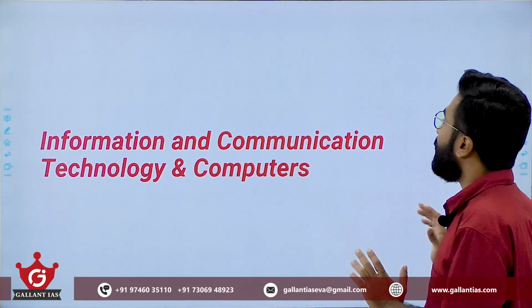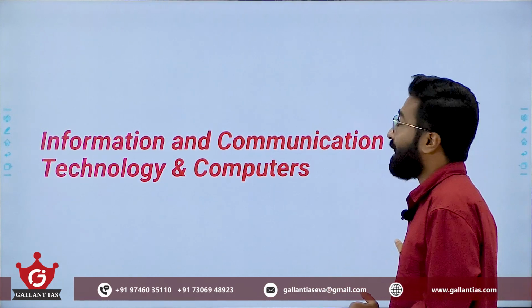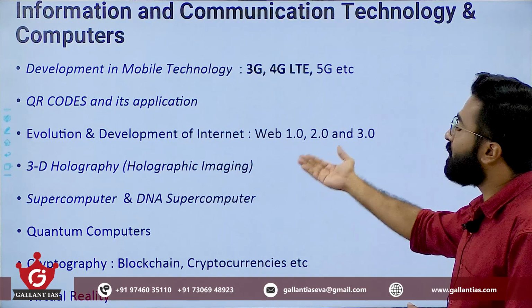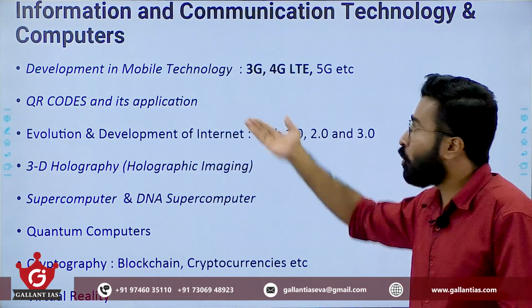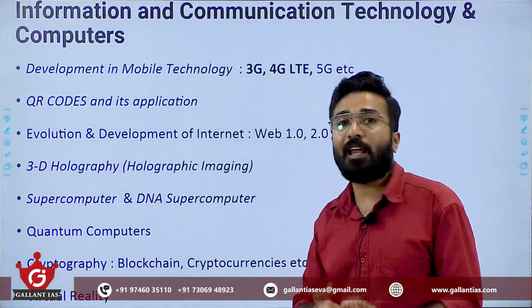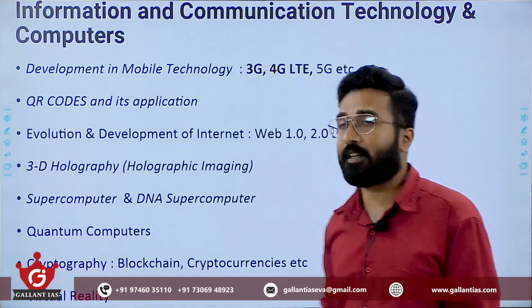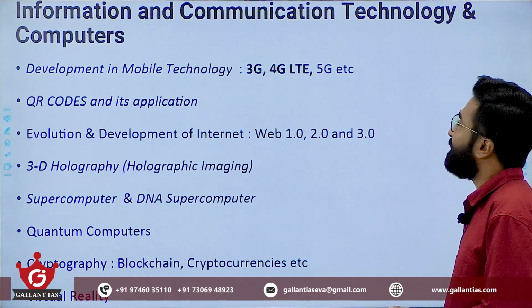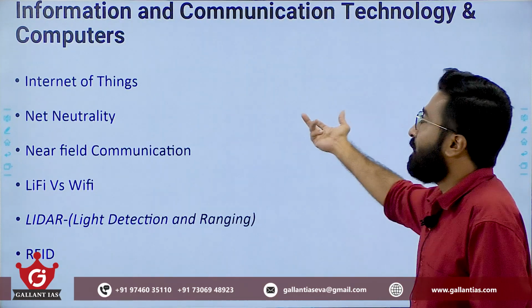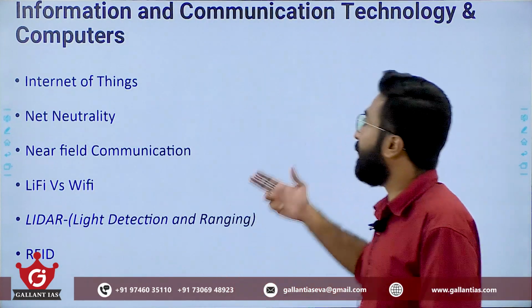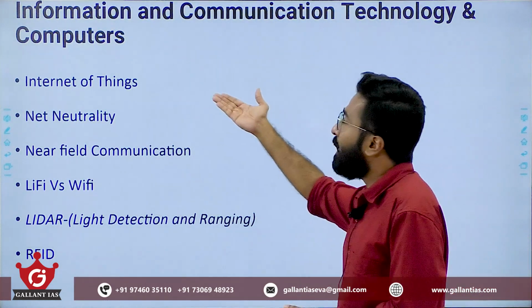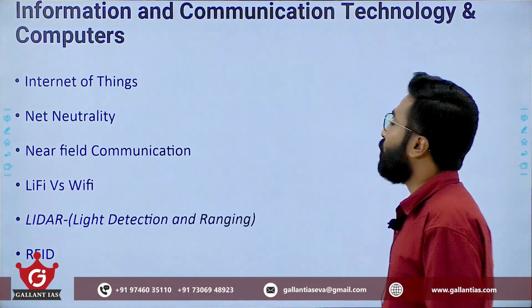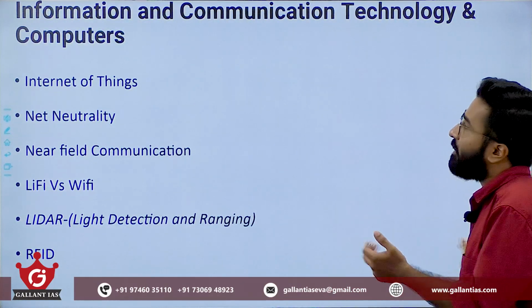Then we will come to information and communication technology and computers. We will talk about supercomputers, quantum computers, holography and the present reality, QR codes. We will talk in detail about 2G, 3G, 4G, 5G, etc. and the different kinds of applications of these technologies and Gs, the generations of spectrums. Then information and communication technology again continues. We will talk about Internet of Things, net neutrality, Li-Fi versus Wi-Fi, LIDAR technology, etc.